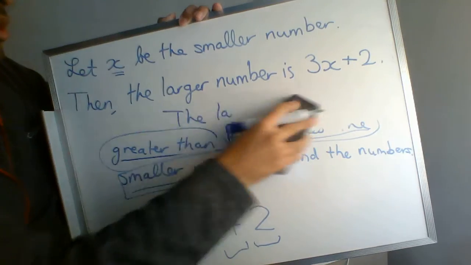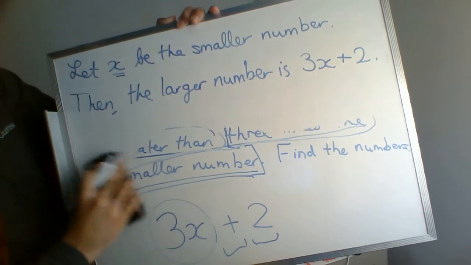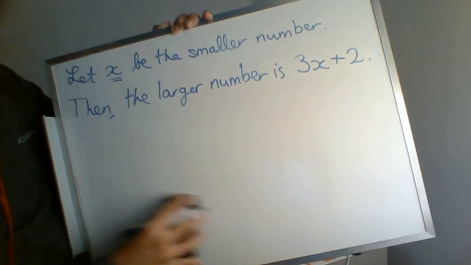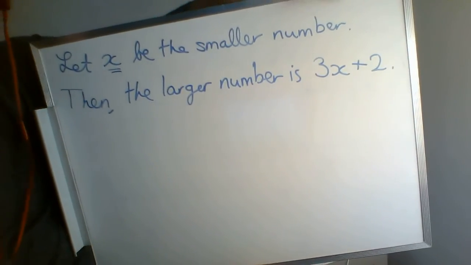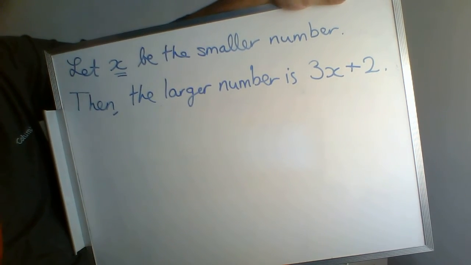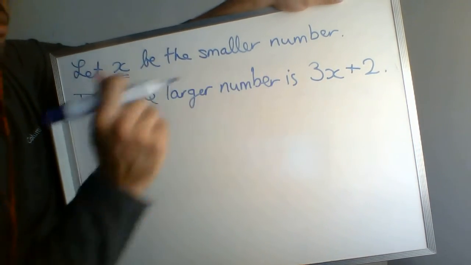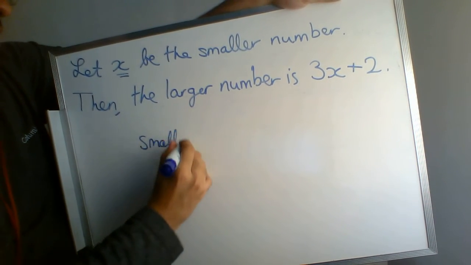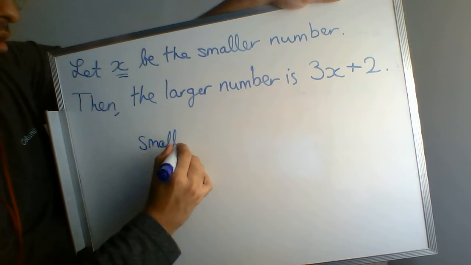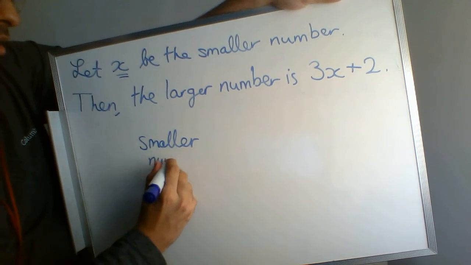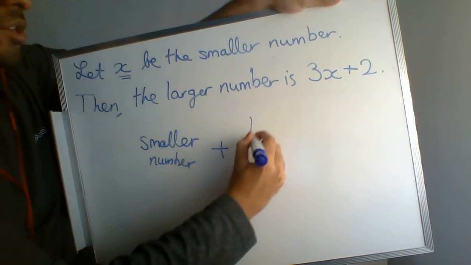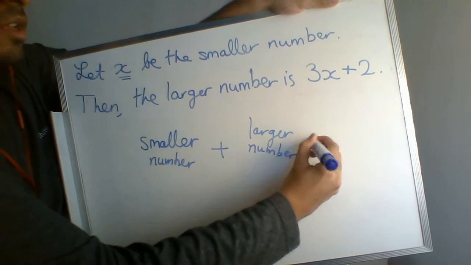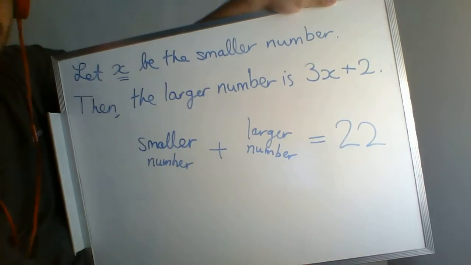Okay, so now I'm going to get rid of this question, and we want to figure out what the 2 numbers are. Now the one piece of information that I erased without actually writing anything about it is the sum of the 2 numbers. We know the sum of the numbers is 22, and remember, sum means addition, so it'll be the smaller number plus the larger number equals 22. That's what we know, right?